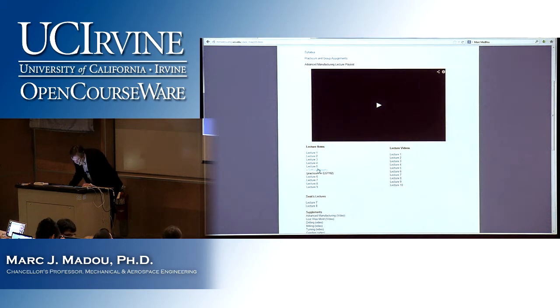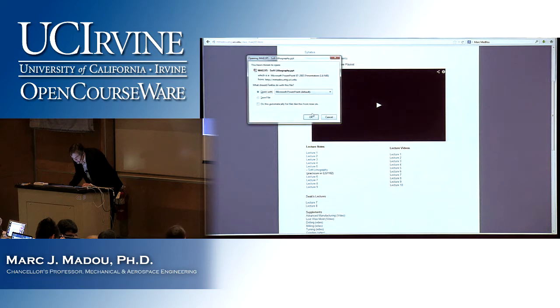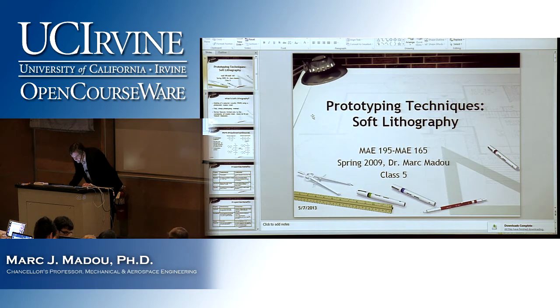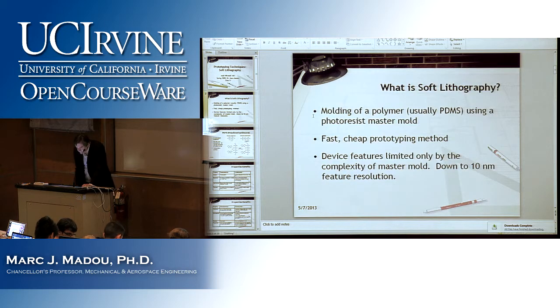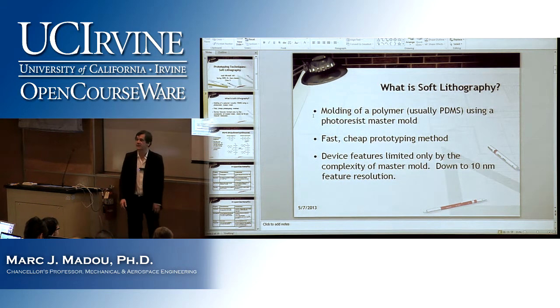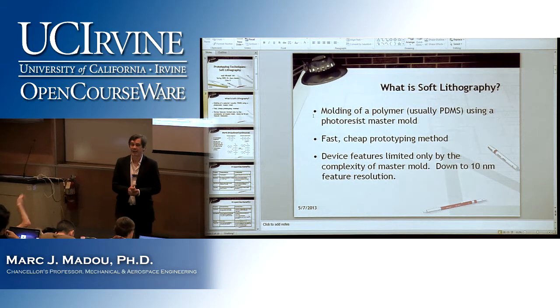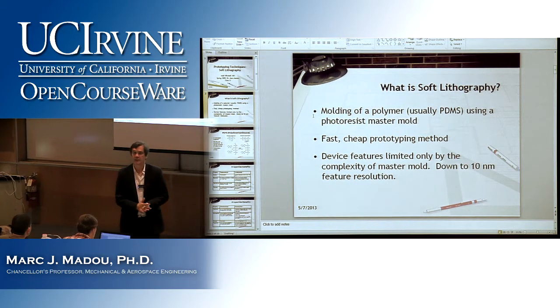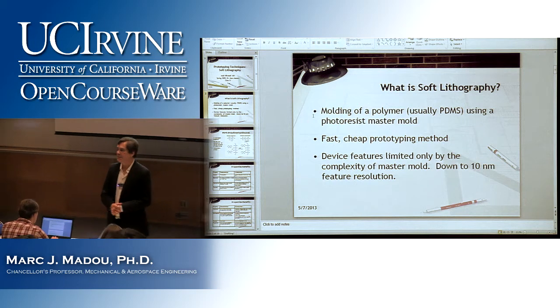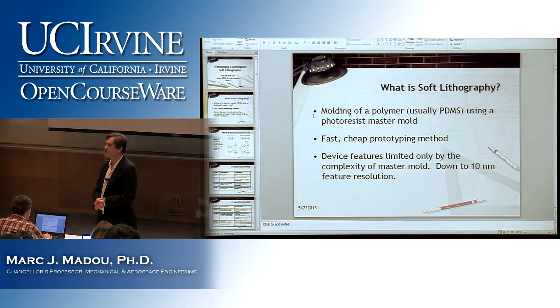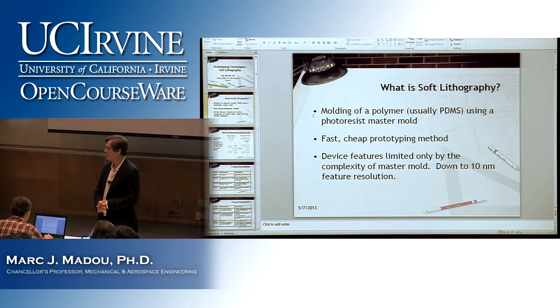So, lecture 5, a little bit about soft lithography. So, one first question to put this in context of manufacturing, soft lithography, working with PDMS, is this primary or secondary or tertiary machining technique? Primary, right? Because it's a molding technique, yes.